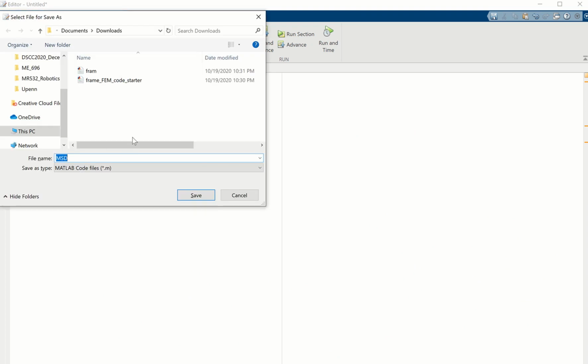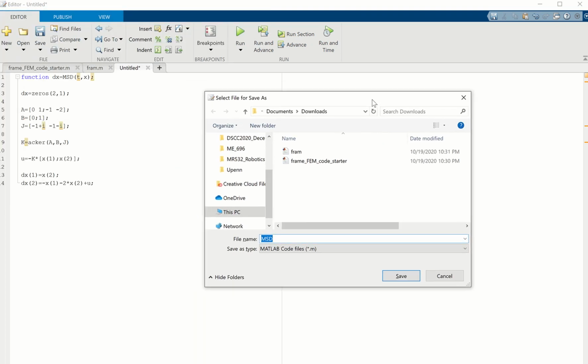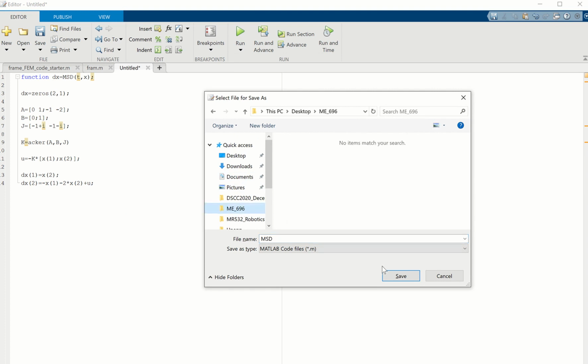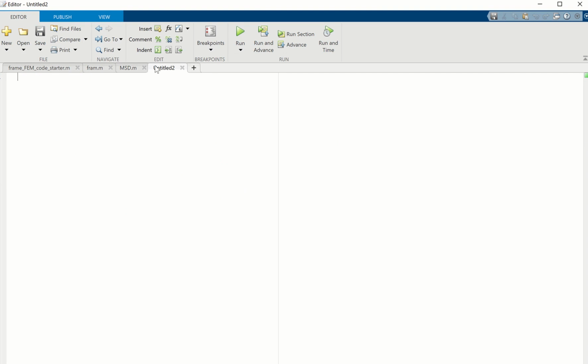So we have to save this with exactly the same name, MSD, in the ME696 folder. Then I have to solve this. I'm going to say T and Y, the output of the system over total time, using the ODE45 solver, with the function handle MSD, time between 0 and 10, and the initial condition for this system.